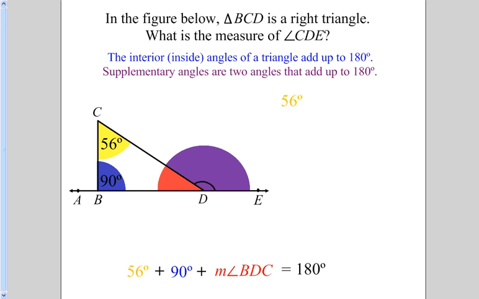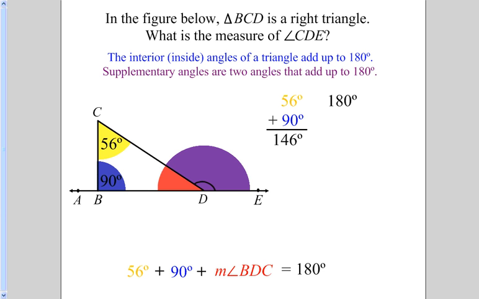Let's add up 56 and 90. If we add those two up and we subtract it from 180 degrees, then we're going to know what that red angle is. So that's going to be 6, and 5 plus 9 is going to be 14. So 146 degrees. That's the measurement of the yellow and the blue angles together.